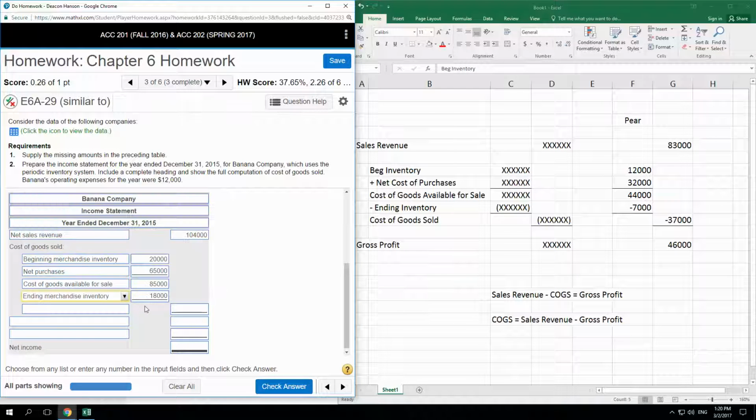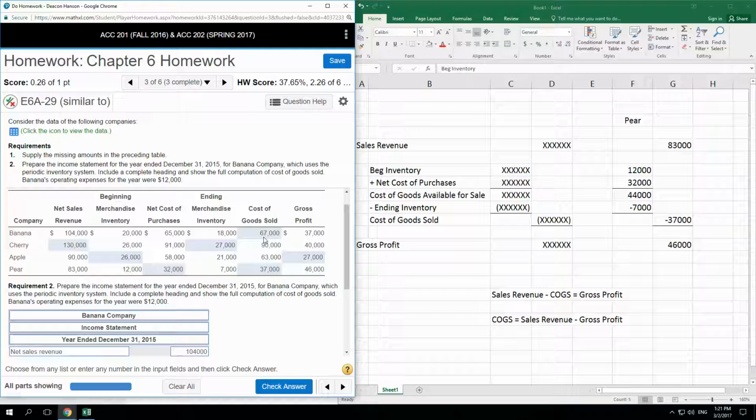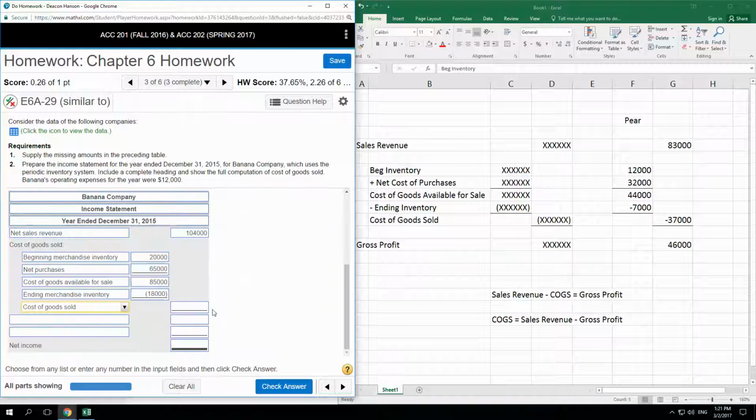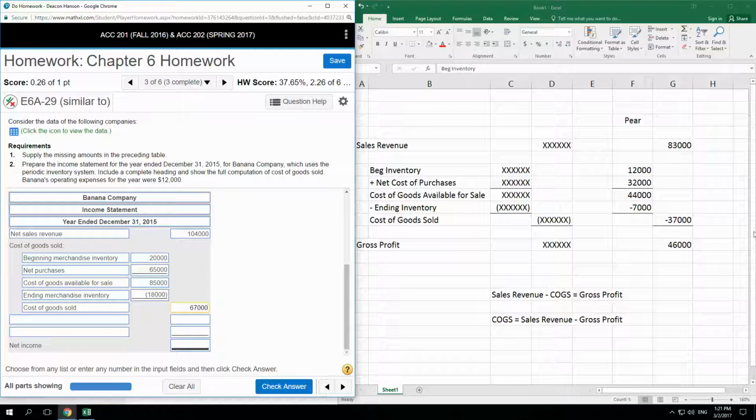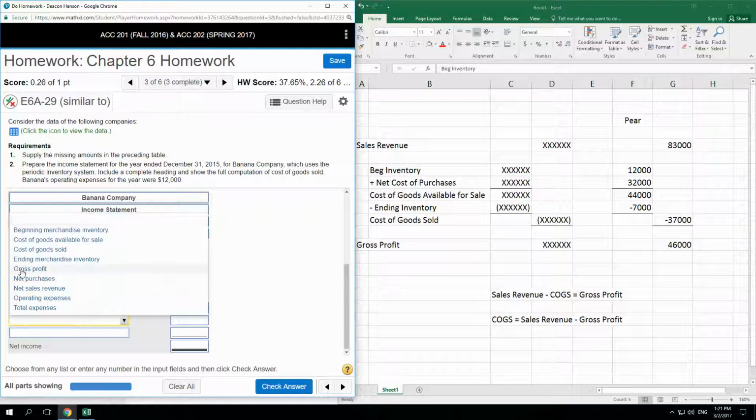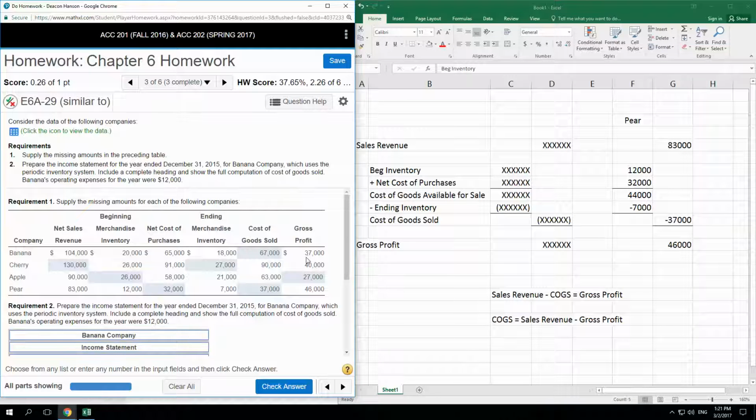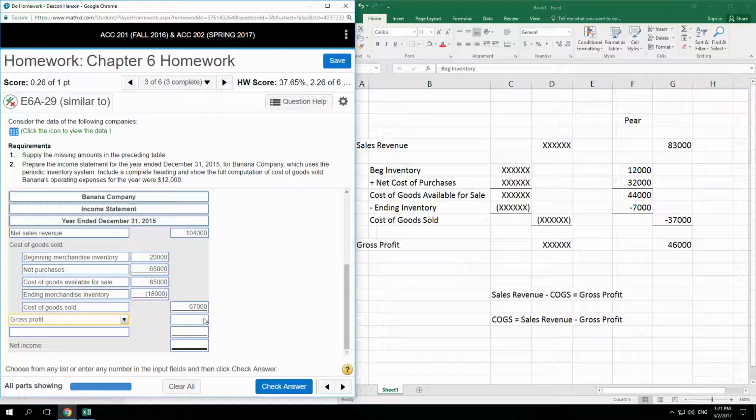Ending merchandise inventory. I'm not sure whether they may want you to show it as a negative. We can put it in like that. It might not be necessary though. Okay. And then when we subtract ending merchandise inventory from the cost of goods available for sale, we will have our cost of goods sold. So we already have that number here, 67,000. And then when we subtract cost of goods sold from sales revenue, we get gross profit. Alright? So I won't redo the math. I'm just going to take the 37,000 and put it over here.